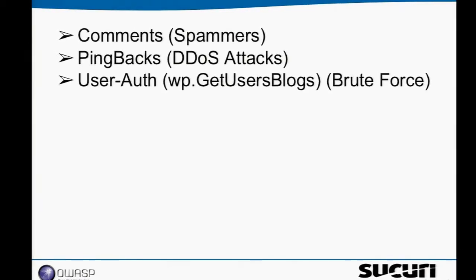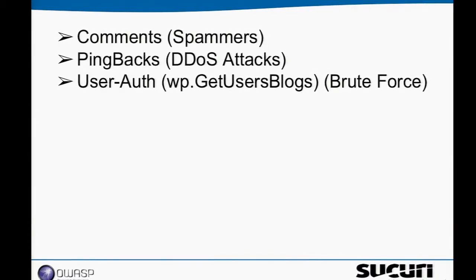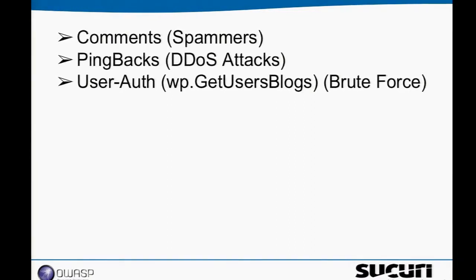We have user auth. If you use this get users blogs, you could brute force. And we are protecting only wp-login for brute force. And so we saw that they're brute forcing using the XML file. And so we need to protect that.